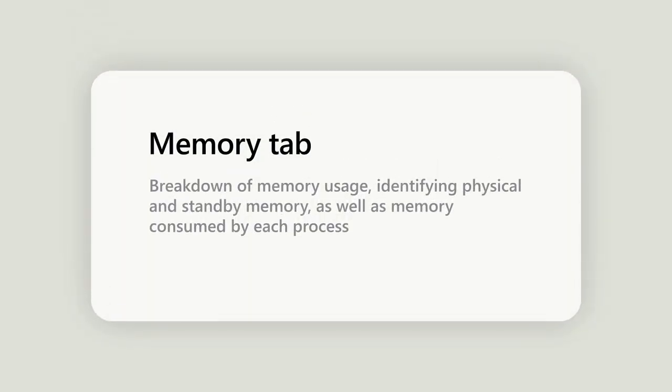Third is the Memory tab. This section provides a detailed breakdown of memory usage, including physical memory, standby memory, and memory used by each process. It helps identify memory leaks and processes that consume excessive memory.